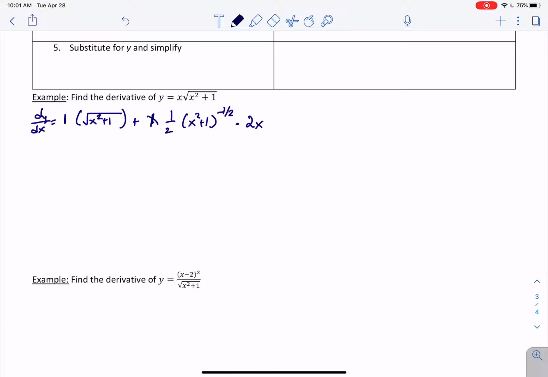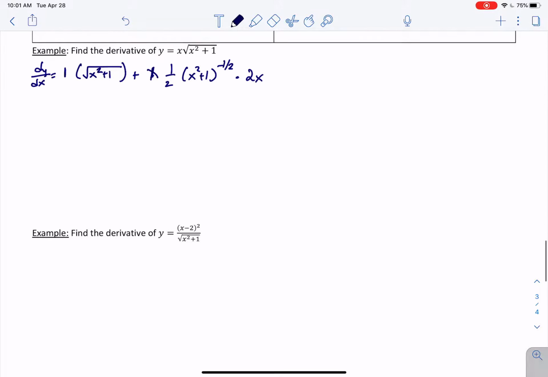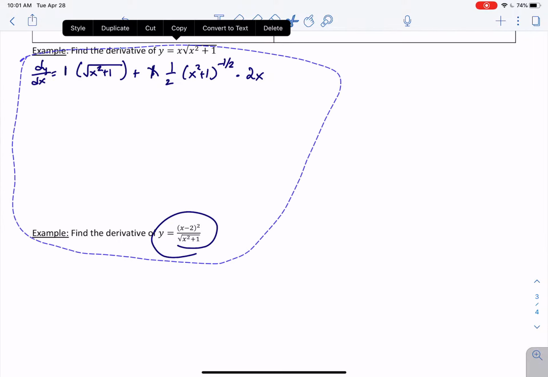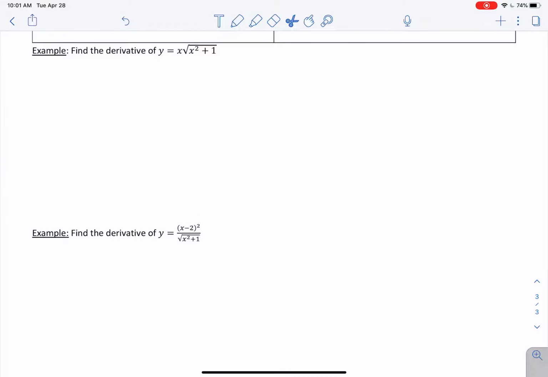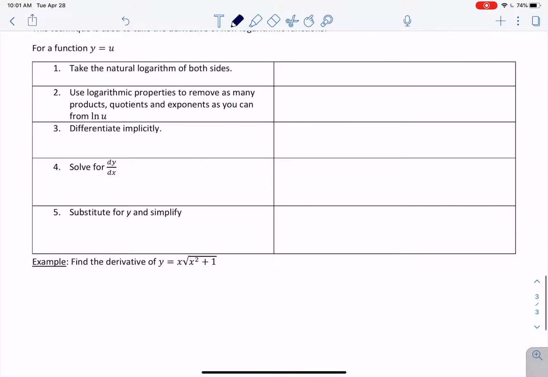That's fine, it would work. I would get a very complicated expression. And it gets even more complicated if I have a quotient like this with a bunch of chain rule things to do as well. So while these are possible and these are problems you've had before, we can use logs to make this process a little simpler. So let's look at this process.